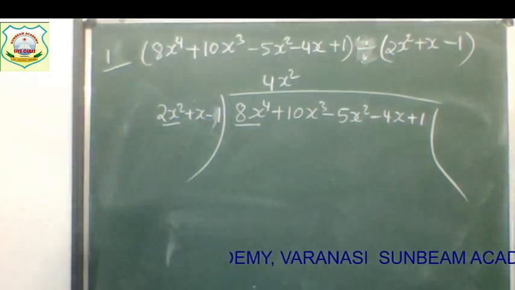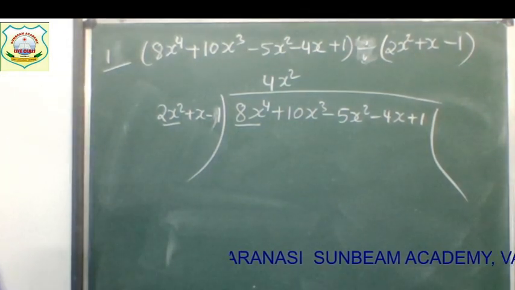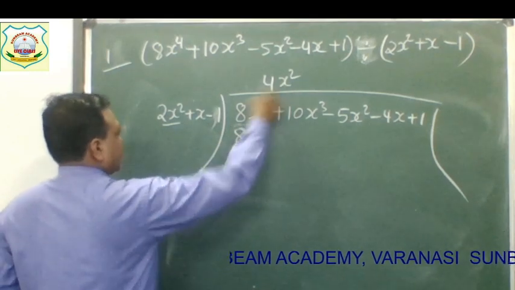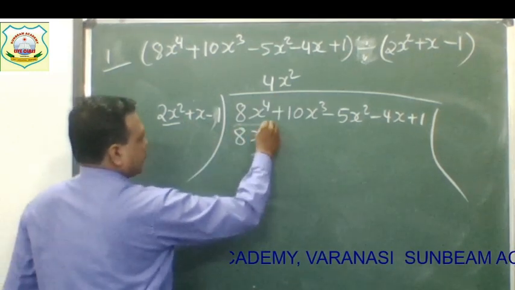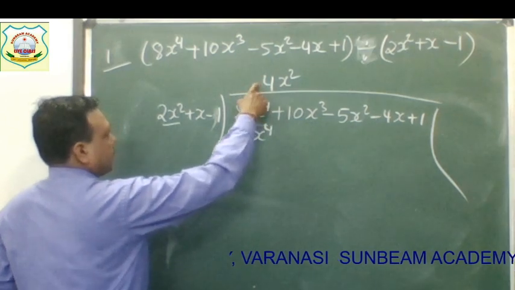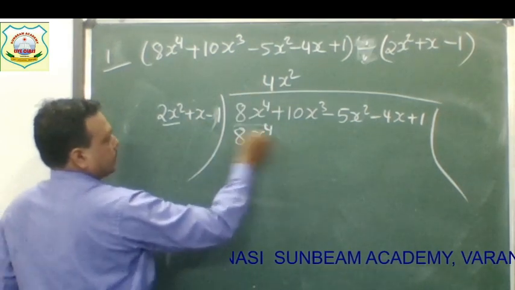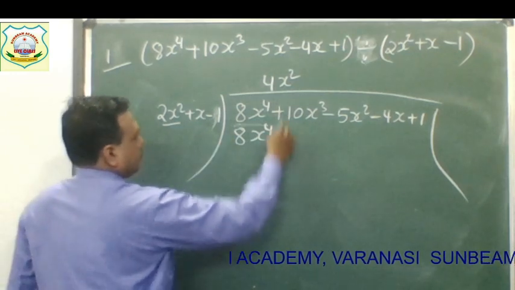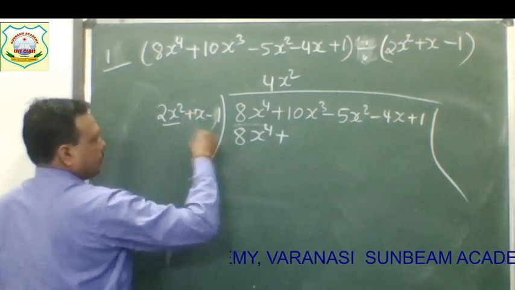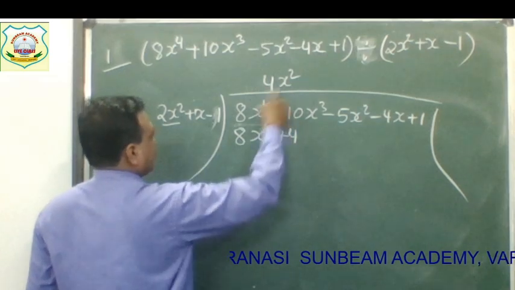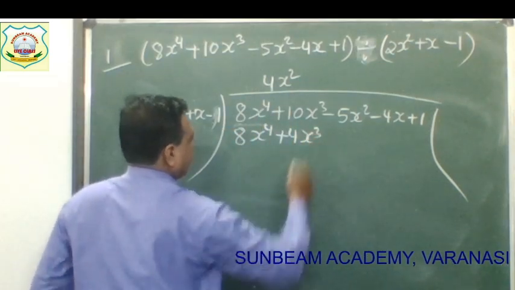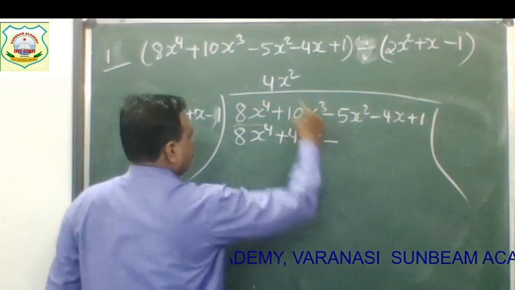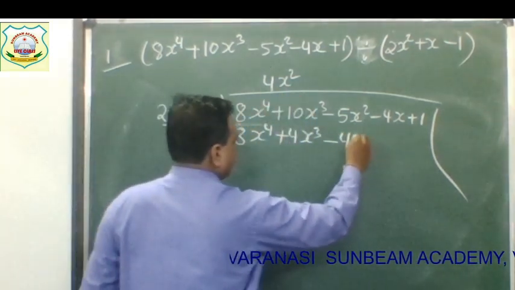see everyone. 4 into 2, that is 8. x² times x², x⁴. Now here is a plus sign. The sign will not change, here also the sign will not change, so we have written plus. Plus 4 into 1, 4 and x² to x³. Minus 1, 4x², minus 1, then minus 4x² into 1, then 4x².